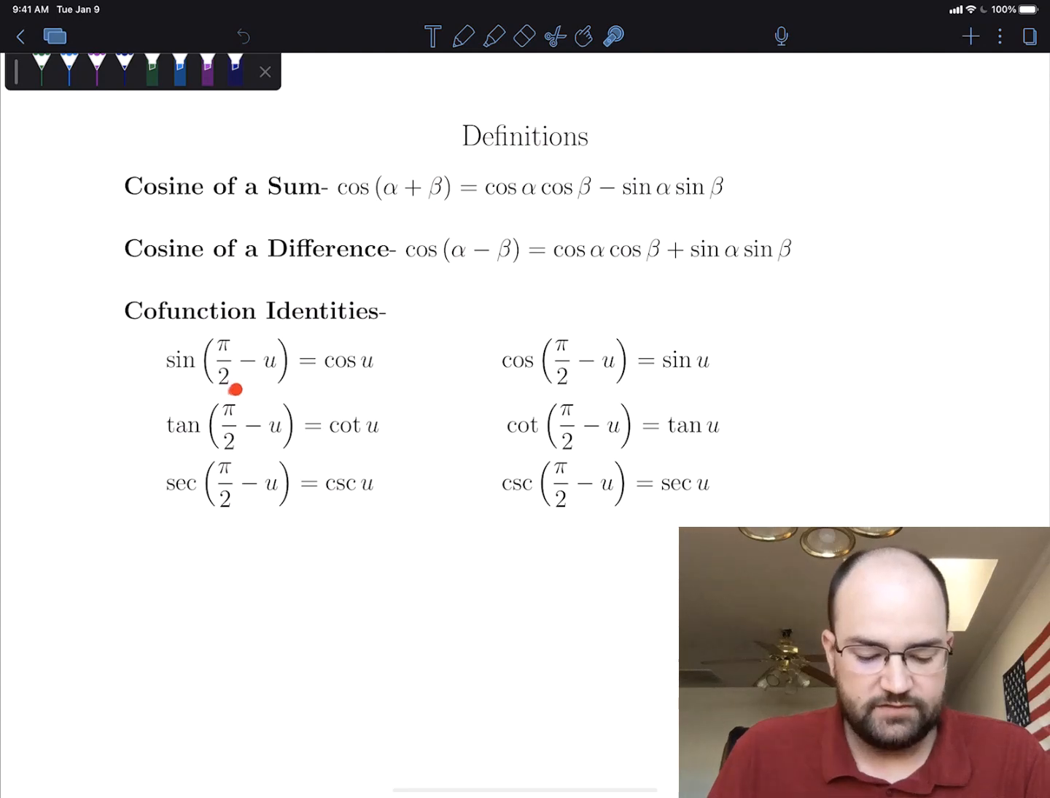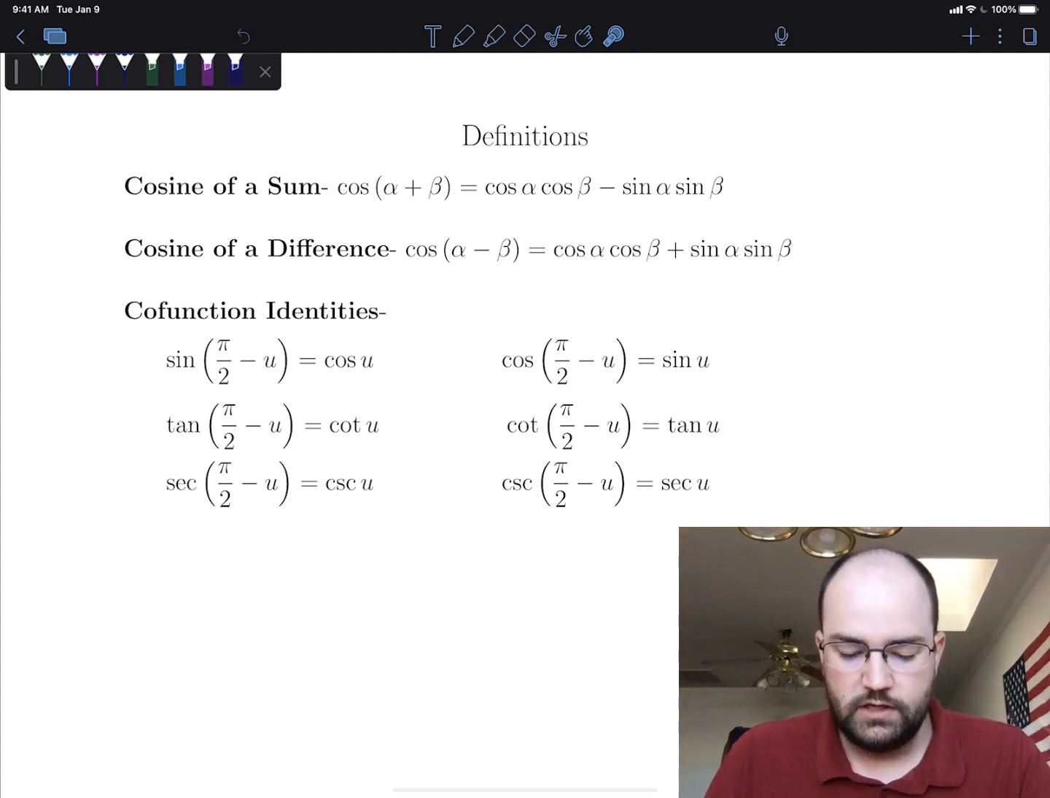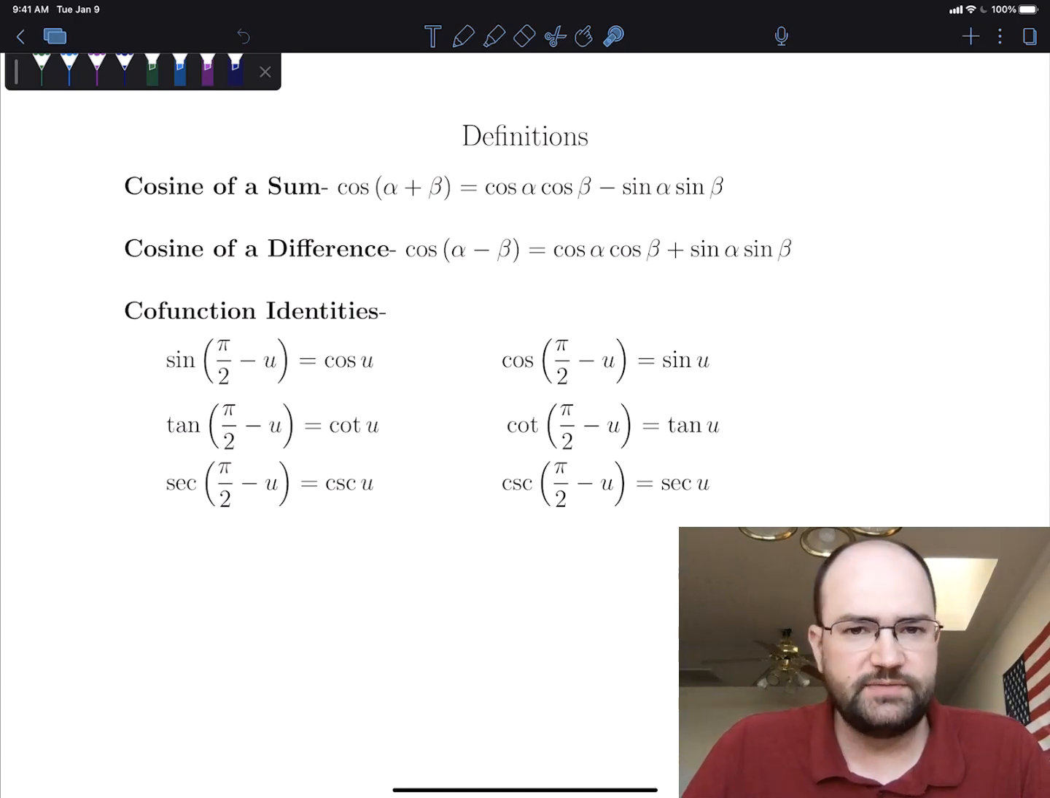Now, sine of pi over 2 minus u is cosine u, tangent of pi over 2 minus u is cotangent u, secant of pi over 2 minus u is cosecant u, cosine of pi over 2 minus u is sine u, cotangent of pi over 2 minus u is tangent u, and cosecant of pi over 2 minus u is secant u. In other words, there is a phase shift between everything here, and sometimes a reflection.